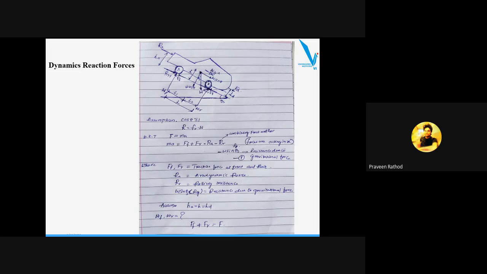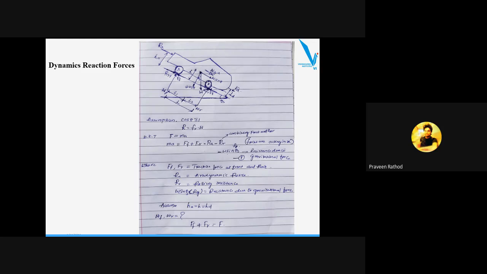Sign conventions are very important over here. So FF plus FR. FF is the front tractive force, and FR is the rear tractive force. These are the two forces. FF plus FR can be written as the total force F. The total force of the vehicle can also be written as F over here.